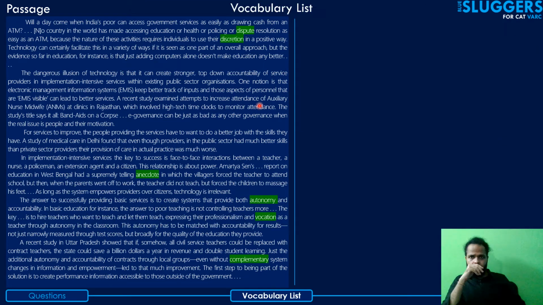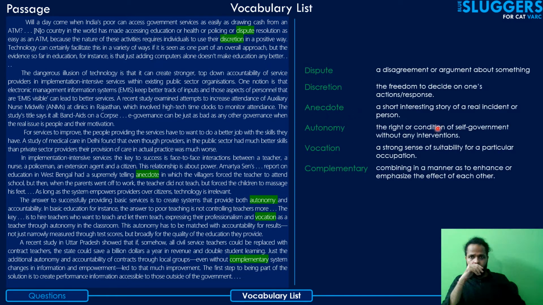Okay, coming to the vocabulary section, the way we'll go about this is you have been provided the passage along with some highlighted words, which I figured some of you may have found challenging. And on the right side, the meaning of those respective words.